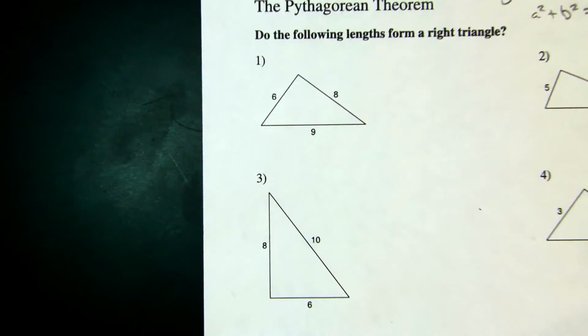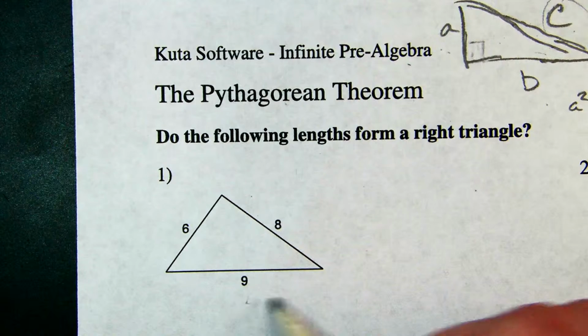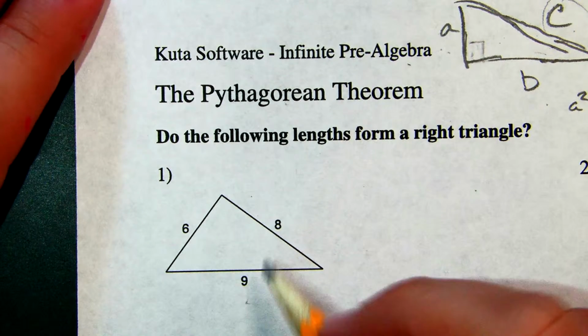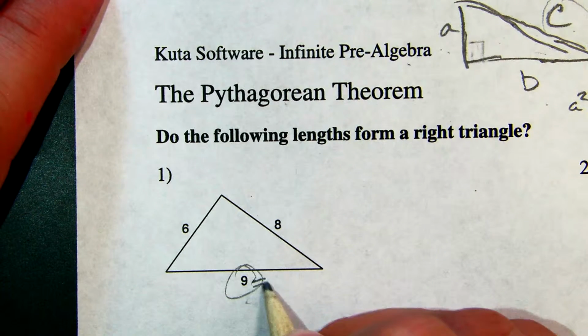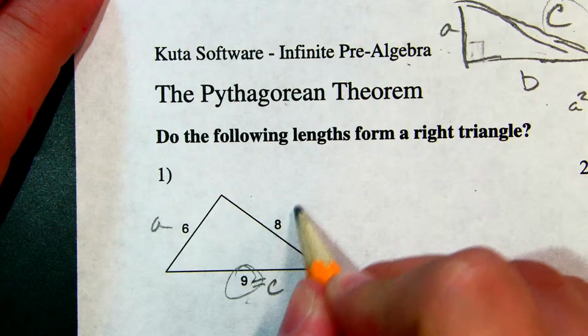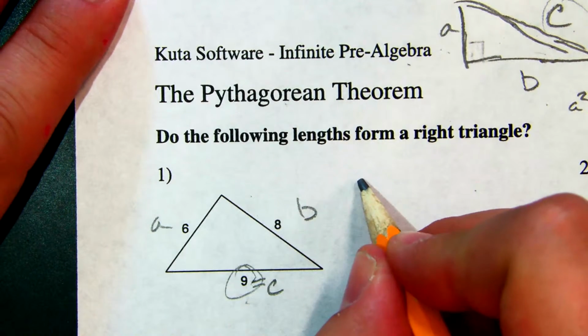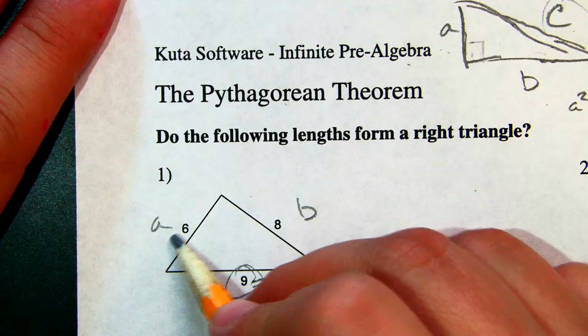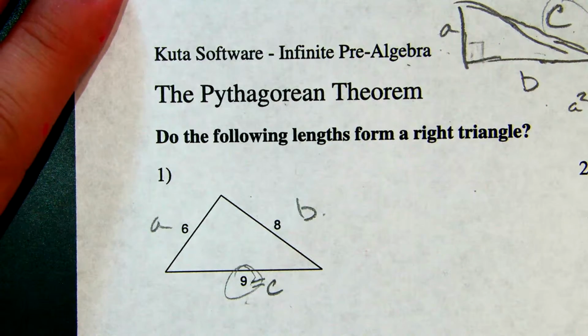So look at number one here. We've got a triangle, and the lengths of the sides are 6, 8, and 9. Well, if it's a right triangle, then we know 9 will be the hypotenuse, because 9 is the longest side. So that is going to be our C, and then these can be A and B. Doesn't matter which is which. And we'll check if A squared plus B squared equals C squared. If it does, we have a right triangle. If it doesn't, then we don't have a right triangle.